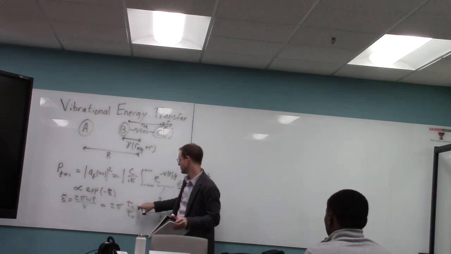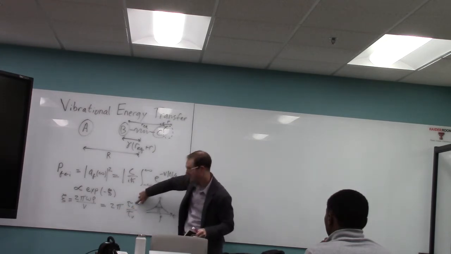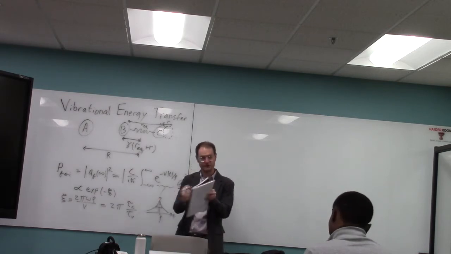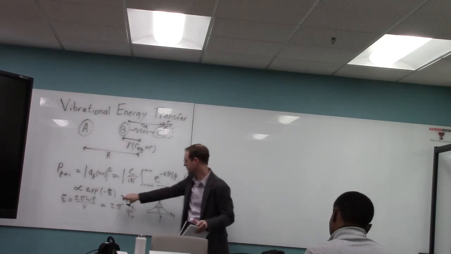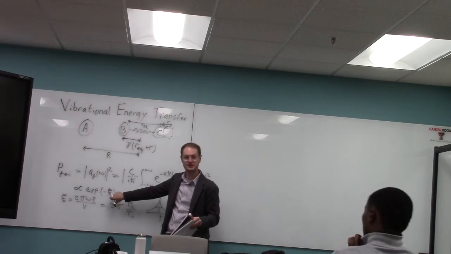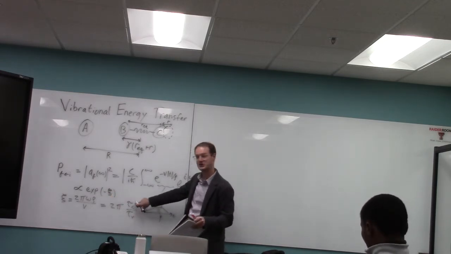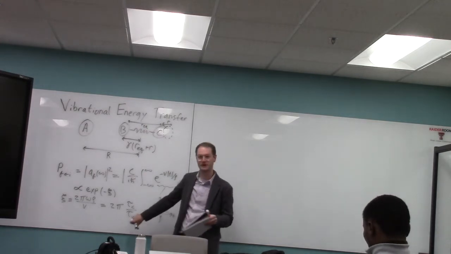And so you could write it as 2 pi times the time that it takes for the collision divided by the time that it takes for a vibrational period. And so in order for the transition to be likely, this xi has to be small, right, because it's the exponential of minus xi. And so the time of the collision has to be small relative to the vibrational period.